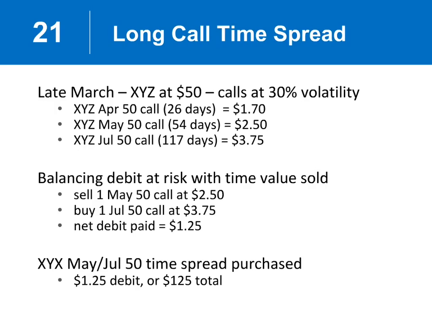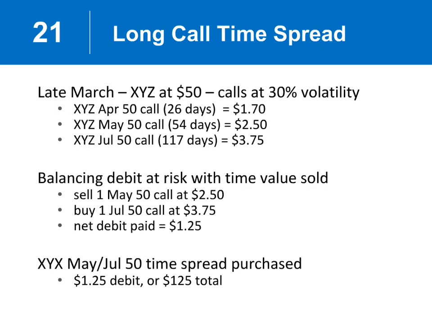So in the example, we decide to sell the May 50 call for $2.50 and buy a July 50 for $3.75. What is important to me is that net debit paid. We're talking about $1.25. So we're going to be long the July-May 50 call spread for $1.25.